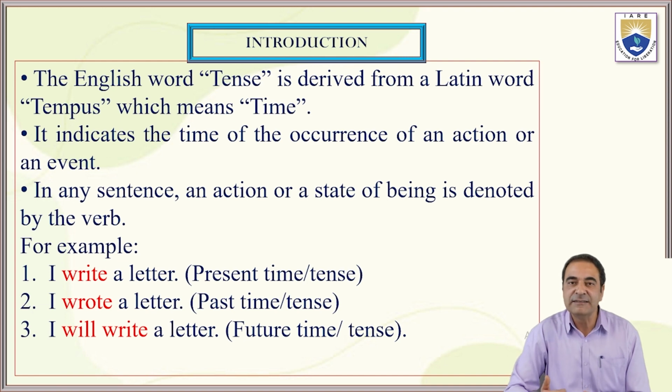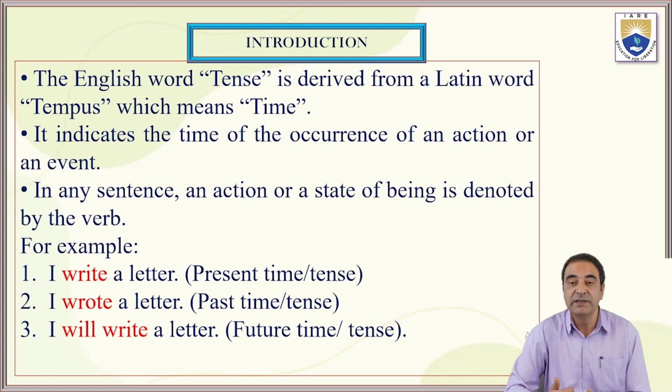In the first sentence, we have the verb in first form, that is write. In the second sentence, we have the verb in second form, that is wrote. And in the third sentence, we have the verb will write, that is helping verb plus verb in first form. Therefore, it's not the subject I or the object a letter that shows the time of an action. It is the verb write, wrote, will write that shows the time of an action.